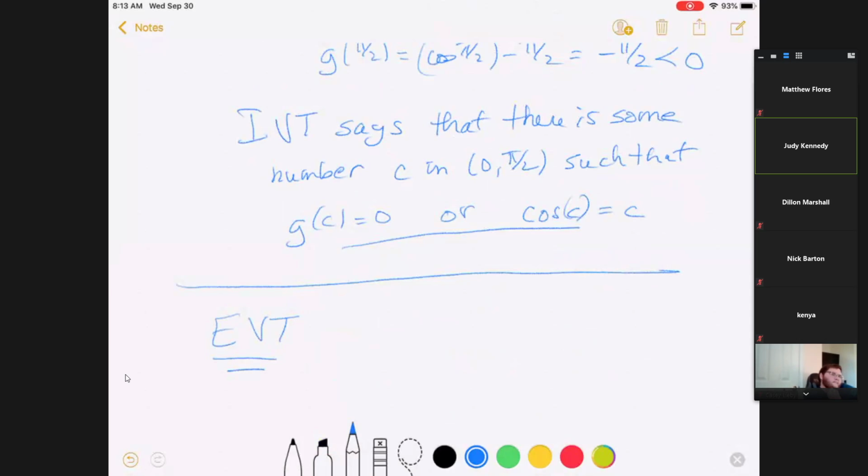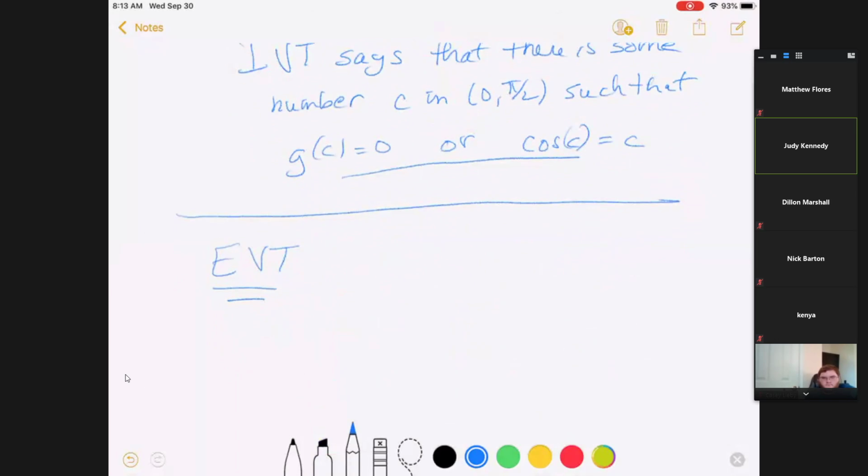The extreme value theorem says that if you have a continuous function defined on a closed interval, then the function attains a maximum value and a minimum value. We're going to be talking a lot about maximum and minimum things. So how about a definition?